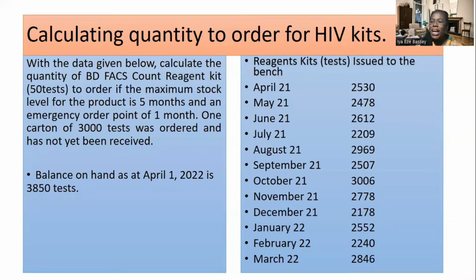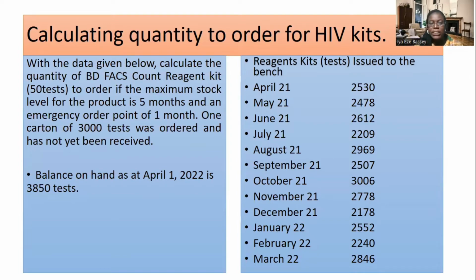So we are moving now from that simple mathematics to something a bit more complex. Now we have a real situation where we would like to order for HIV kits. It's not just as straight as the former one because you need to take some managerial supply chain decisions, all right? So the question goes, with the data given below, calculate the quantity of BDFAX count reagent kits.